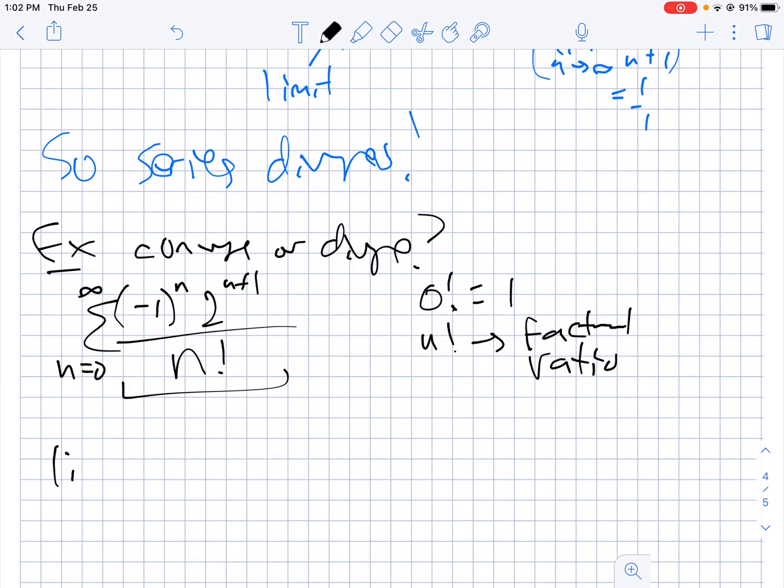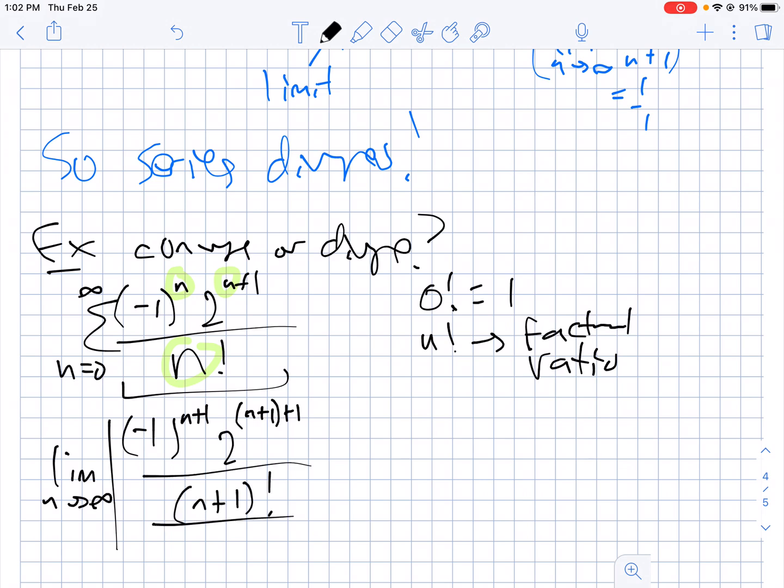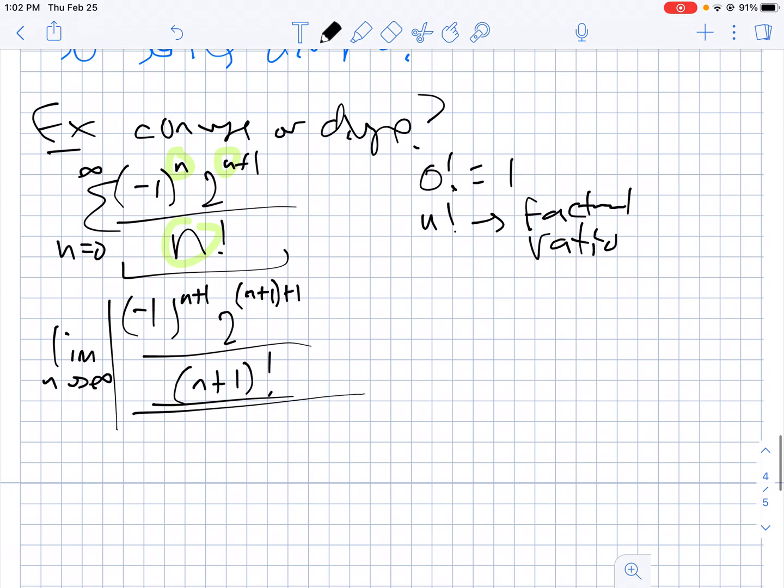So I'm going to take, that's my a sub n, so I'm going to take the limit n goes to infinity, absolute value. So I have 3 n's to replace here, right? I have 1 here, 1 here, 1 here, and I need to replace all those. So that's going to be -1 to the n plus 1 times 2 to the n plus 1 plus 1, so n plus 2, divided by n plus 1 factorial. And I'm dividing this whole thing by -1 to the n, just the original terms. I'm just going to rewrite this.